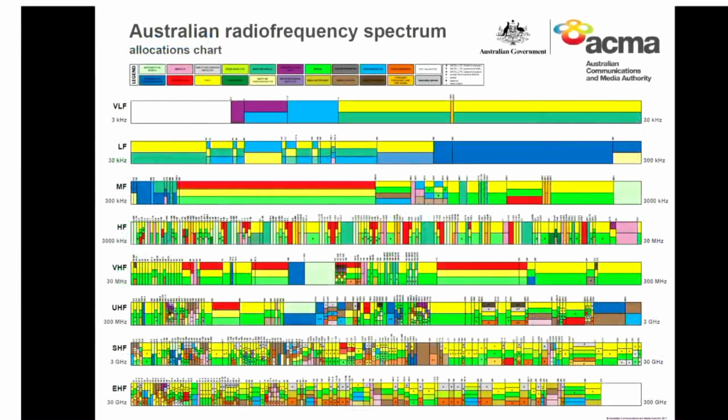Next slide. ACMA has this chart. It shows all the different bands, and they own that spectrum, and telcos license it off them. And you can see there's quite a lot going on there.